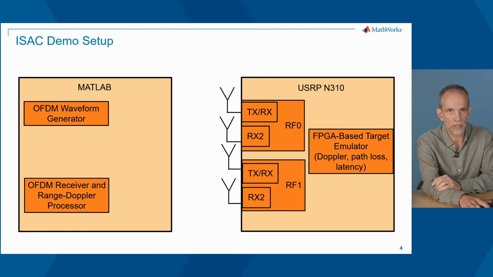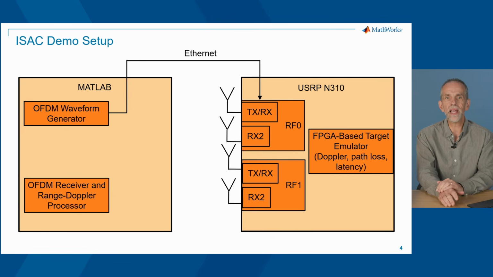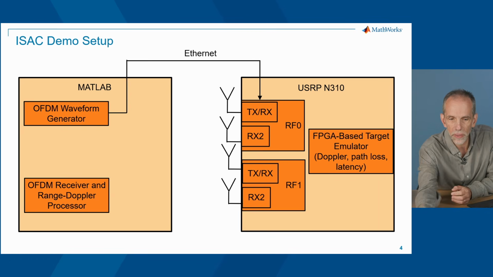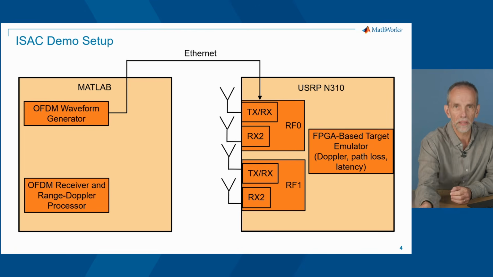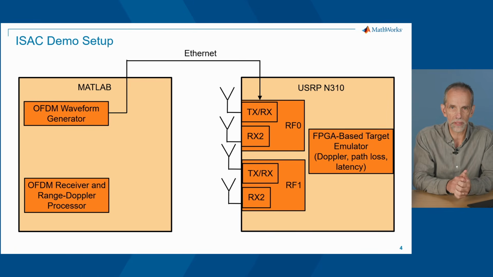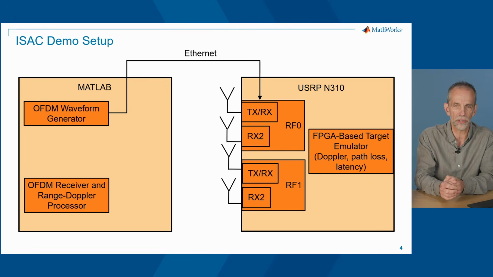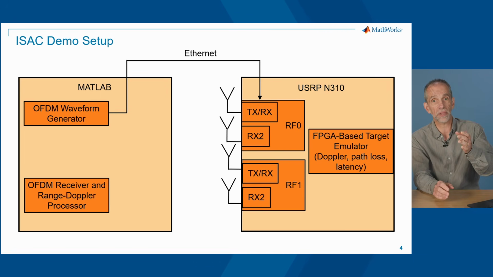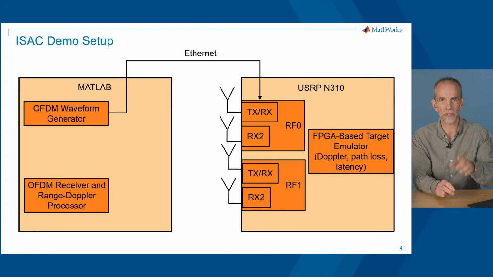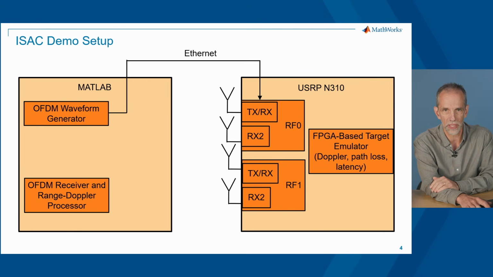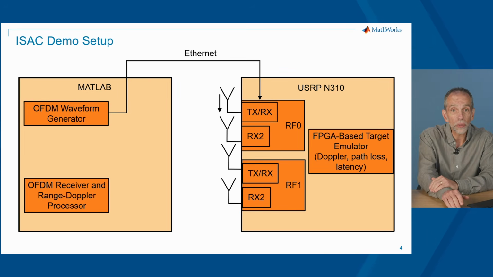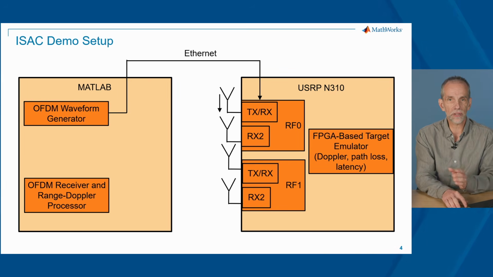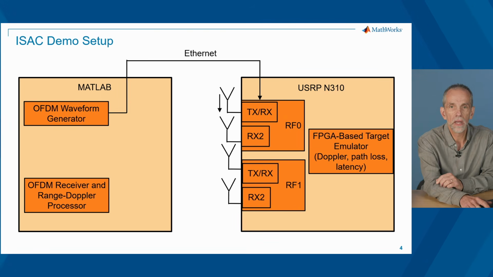We start by generating the waveform, and then we send that signal over Ethernet. So here we have some Ethernet right here into the USRP N310. It goes into the RF0 port, the TXRX port, and then it is promptly sent out. That is meant to emulate the base station. So that's the base station transmit signal. It goes over the air a short distance, and then back into the receiver.